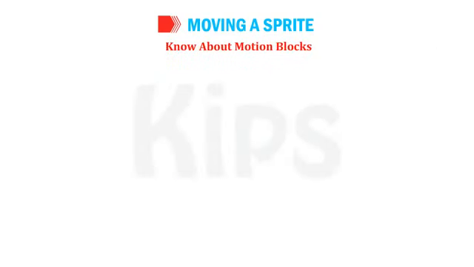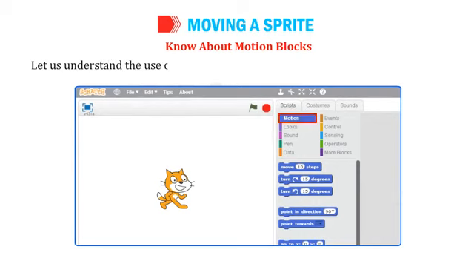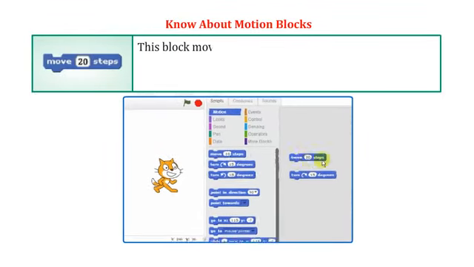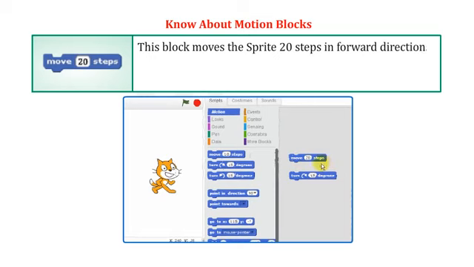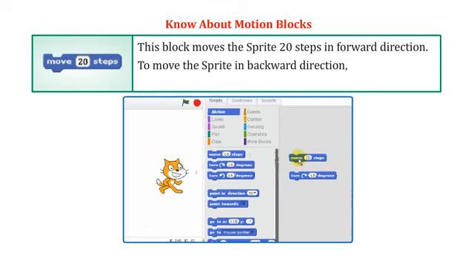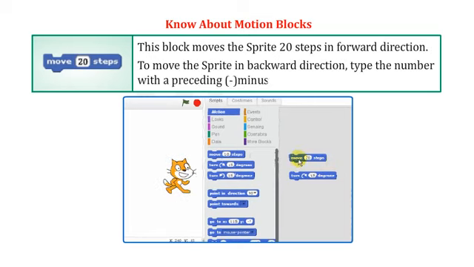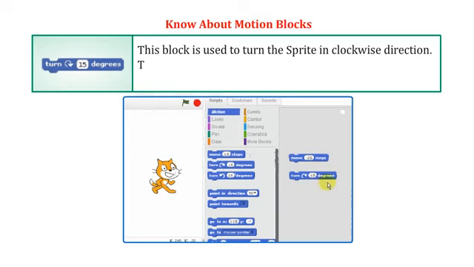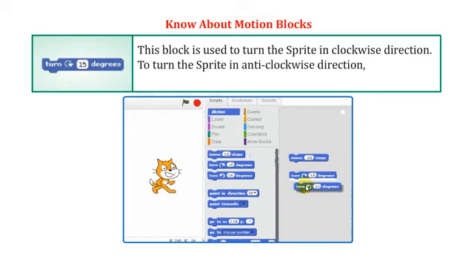Know about motion blocks. Let us understand the use of motion blocks, which we have used in the project. Move 20 steps. This block moves the sprite 20 steps in forward direction. To move the sprite in backward direction, type the number with the preceding minus sign, for example, -20. Turn 15 degrees. This block is used to turn the sprite in clockwise direction. To turn the sprite in anti-clockwise direction, use the Turn 15 degrees block.